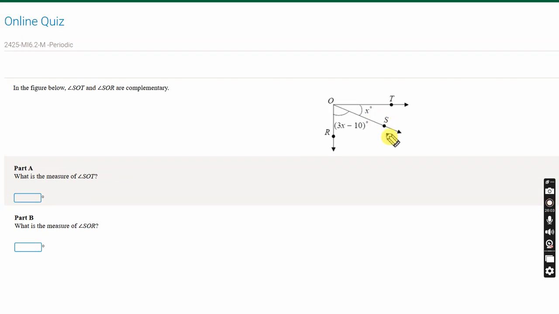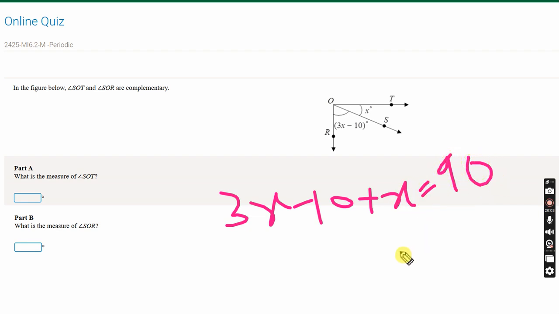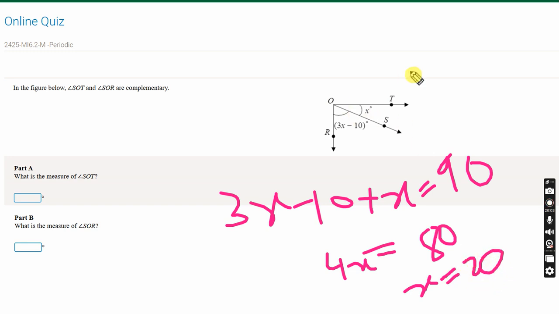Now, SOT. So now what is SOT? This is this part, right? Now, again, what are we studying here? They've told you already they're complementary. You can also see it, and it's also written for you, so you'll be sure about it. If they're complementary, what does that tell you? That it equals 90. 3x minus 10 plus x is equal to 90. 90 minus 10 is 80, and x plus 3x is 4x. So what is x equal to? x equals 20. So the first one is going to be 20 because SOT is x. So we just replace that by 20.